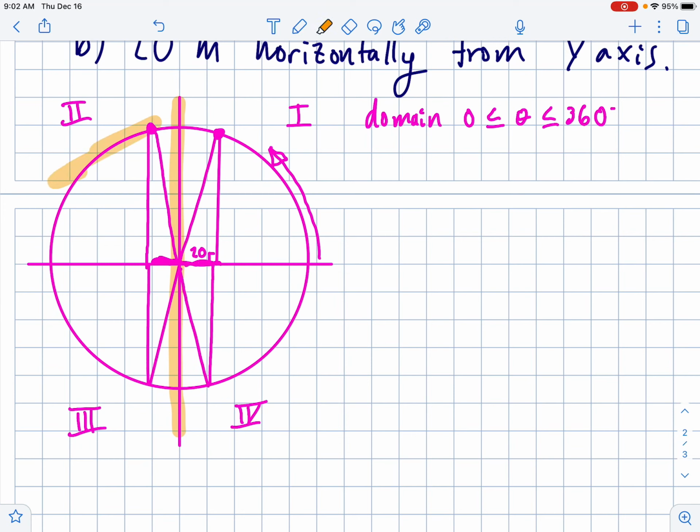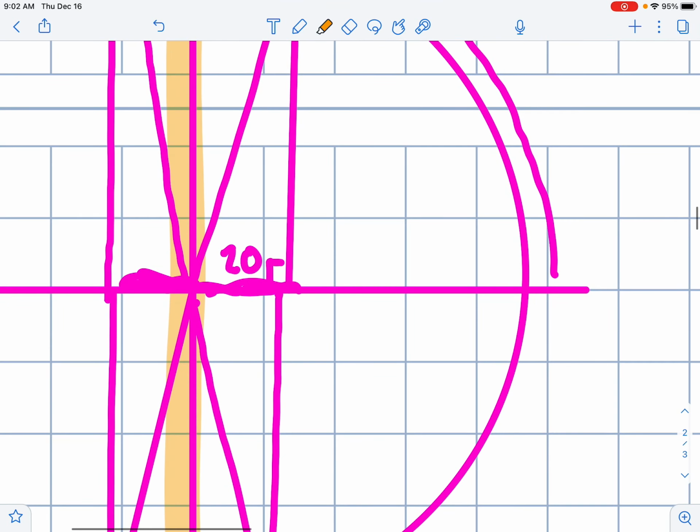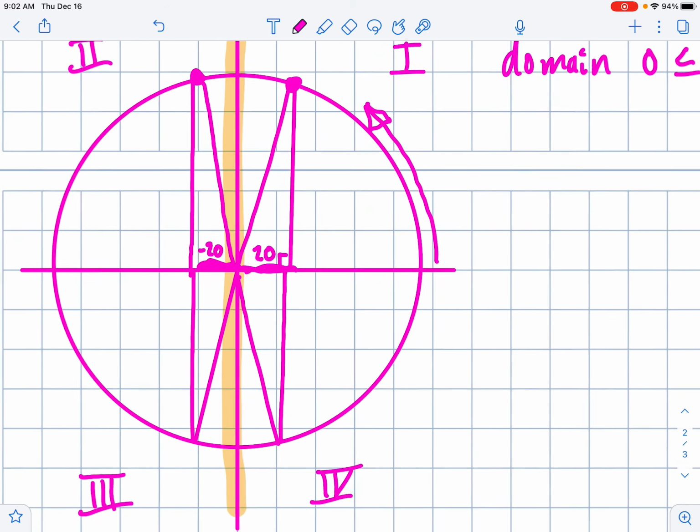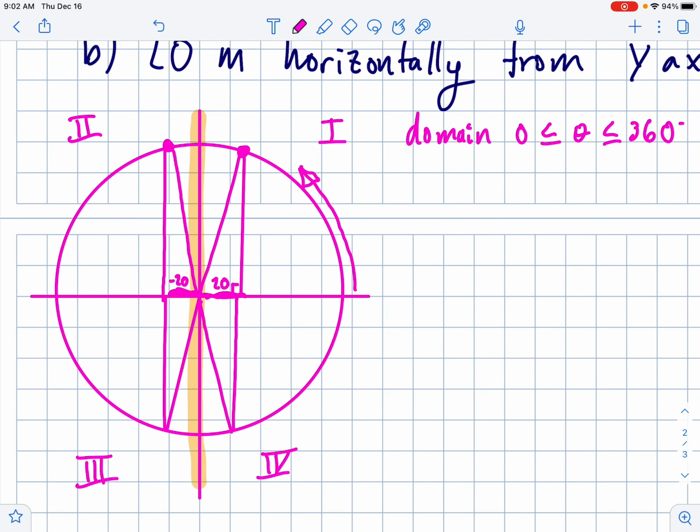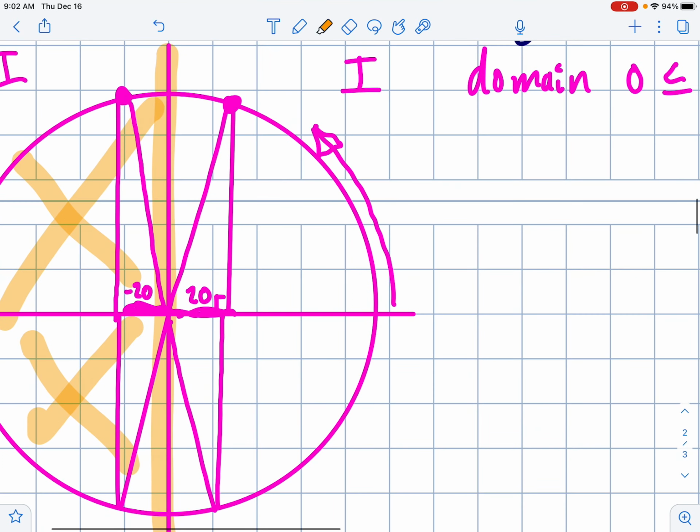I realize in terms of the Ferris wheel problem that on this side over here, it's still 20 meters away, because you can't really have negative distance in the real world. But technically, mathematically, this 20 on this side is going to be a negative 20. So I think in terms of the problem, we're actually not going to find this quadrant or this quadrant, because those are like negative 20 meters.